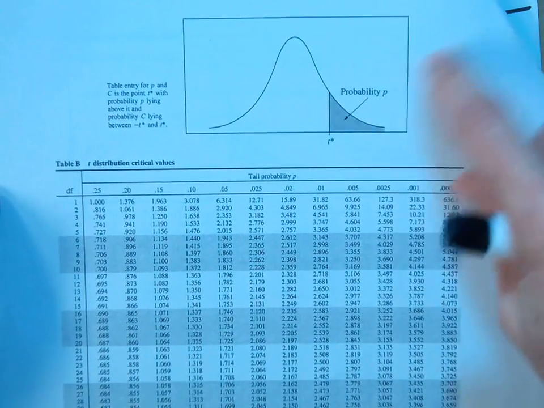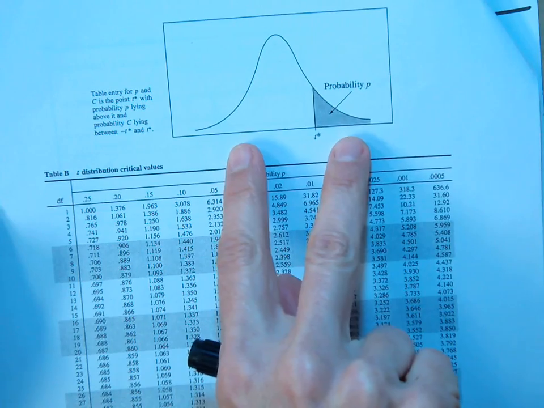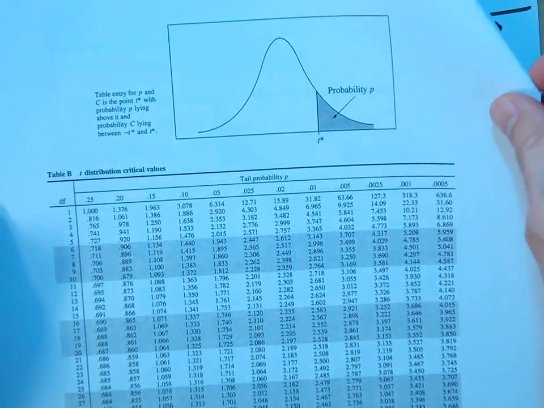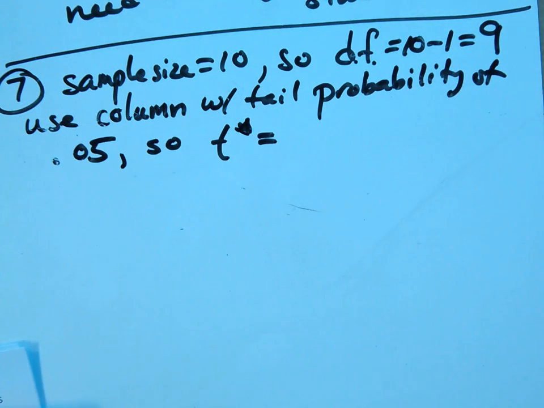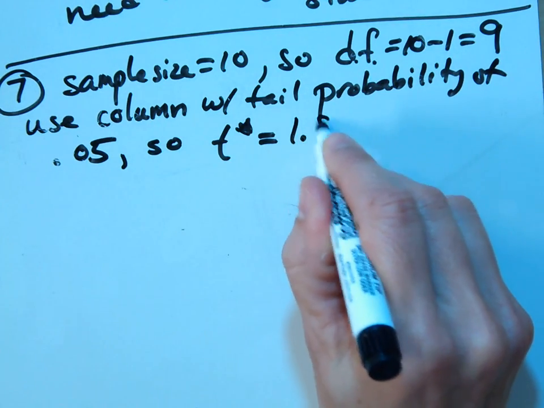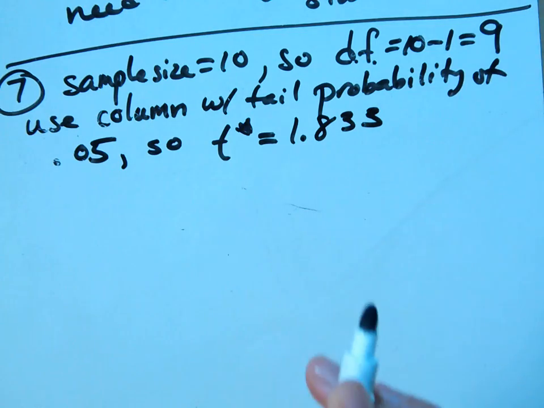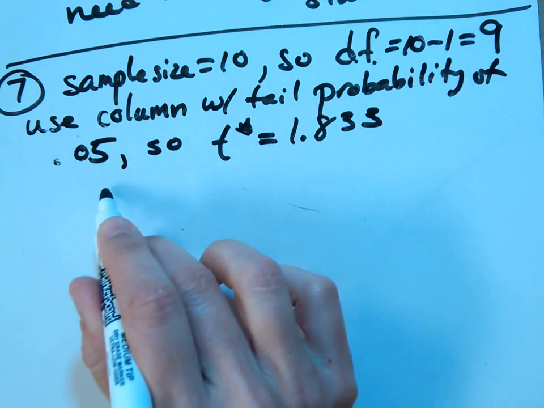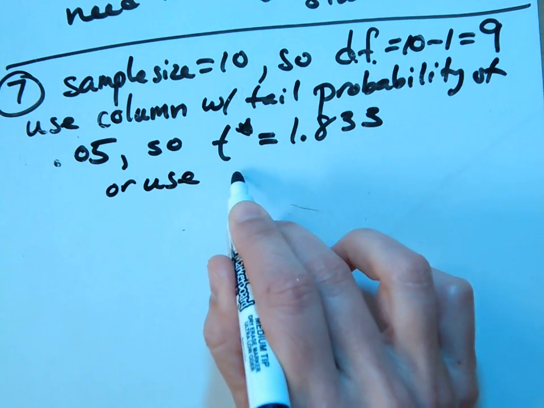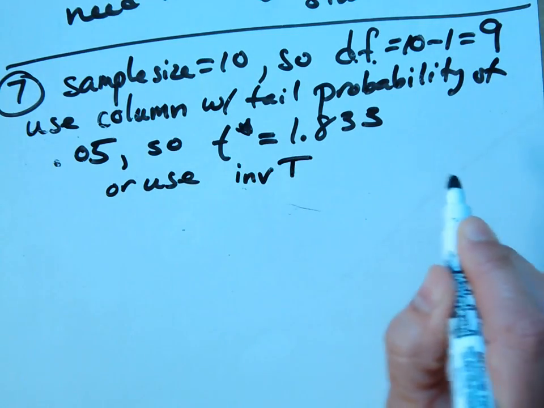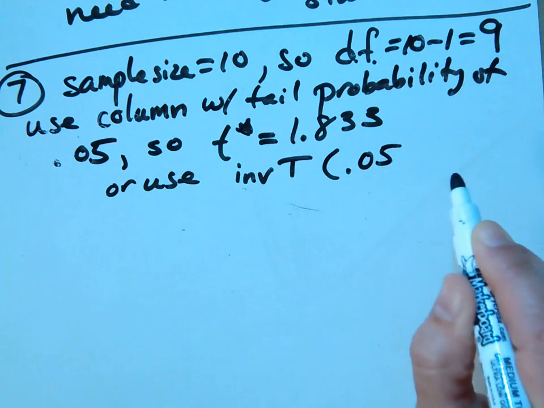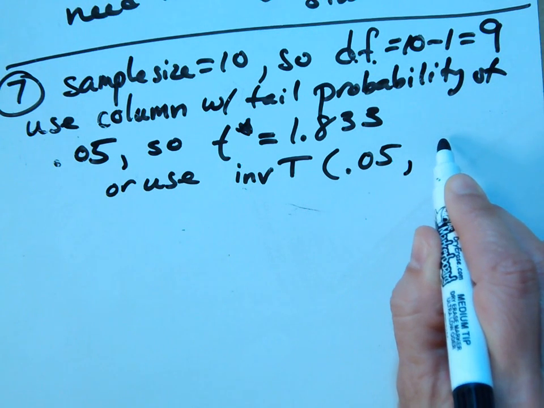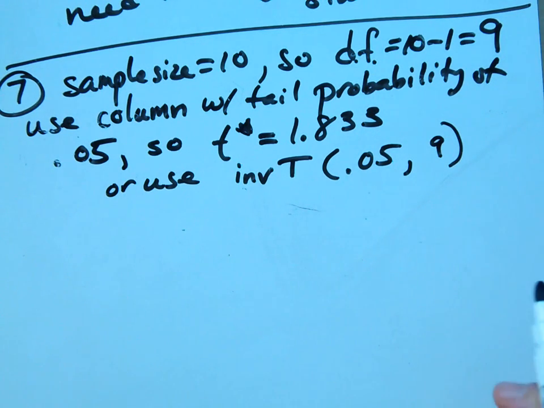And so the T distribution looks like a normal distribution except the tails are fatter. And so you would get T star equals 1.833. So you could do that, or on your calculator, use inverse T. You would type in 0.05 for that tail probability, and then you would put the degrees of freedom, and that should give you the same thing.